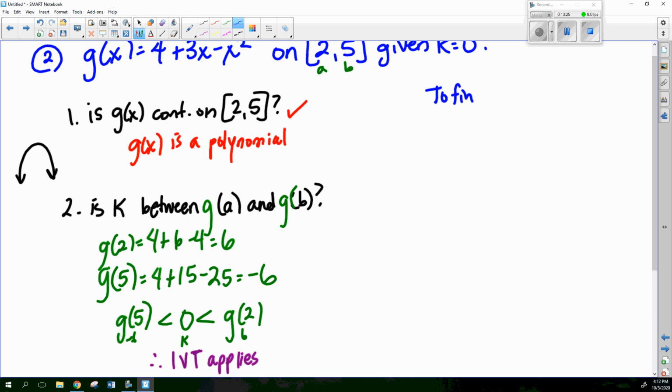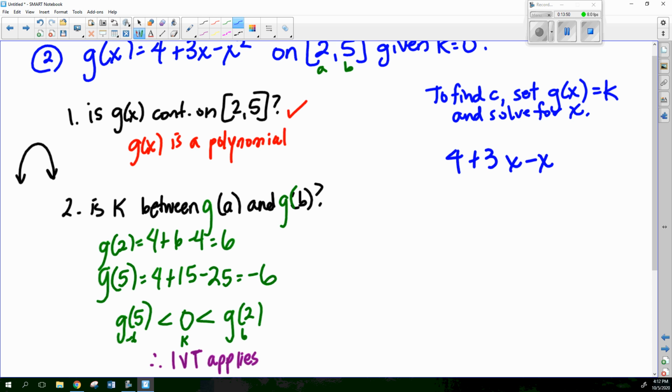To find C, what you're going to do is set g of x, or whatever the function is, equal to the given k value, and solve for x. You are going to set the g of x function equal to the given k value, in this case it was 0, and you're going to figure out how to solve for x. All right, so this is just a quadratic function. I am going to choose to move everything to the right.